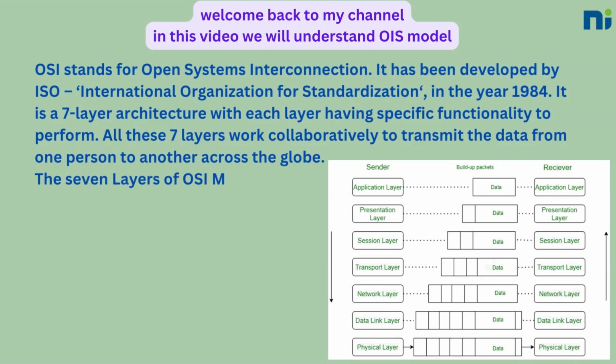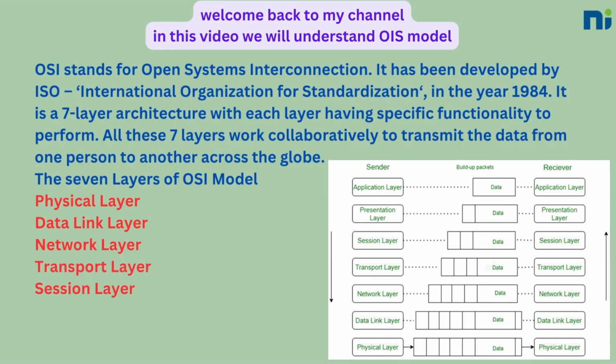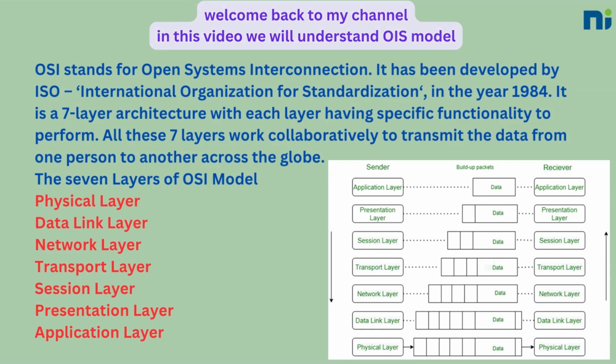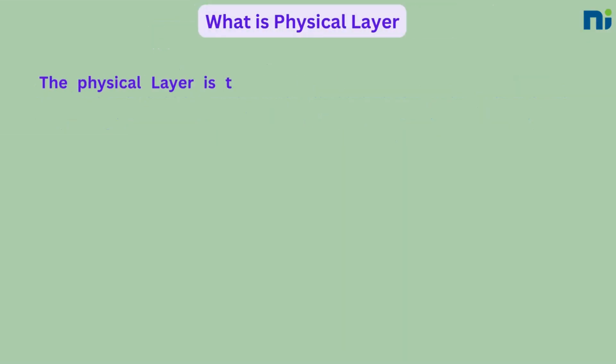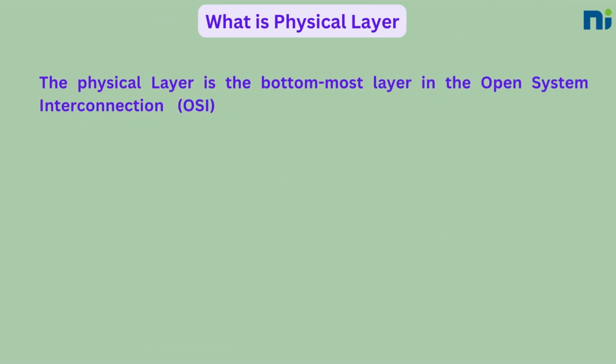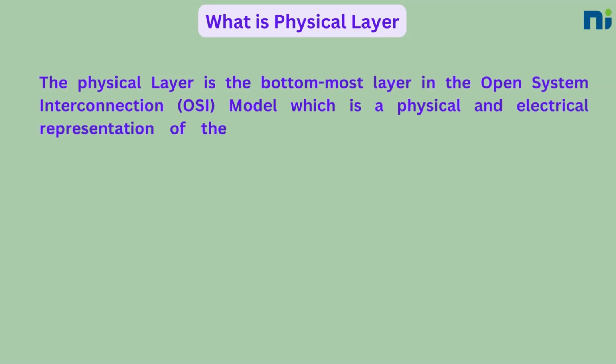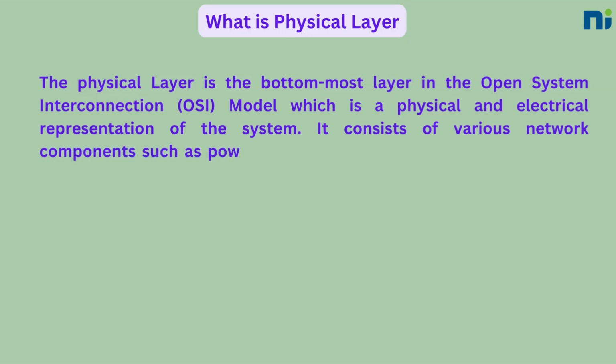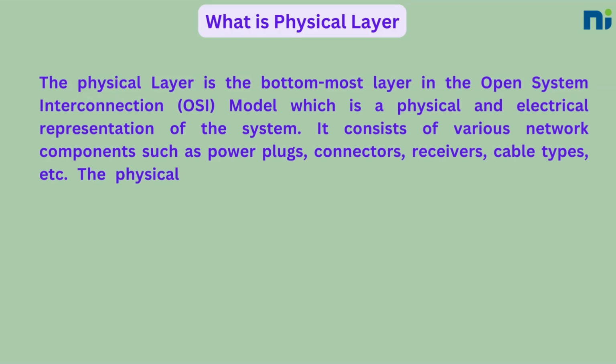Physical layer, data link layer, network layer, transport layer, session layer, presentation layer, application layer. What is the physical layer? The physical layer is the bottommost layer in the Open System Interconnection (OSI) model, which is a physical and electrical representation of the system. It consists of various network components such as power plugs, connectors, receivers, cable types, etc.